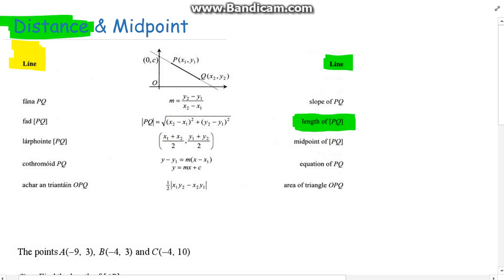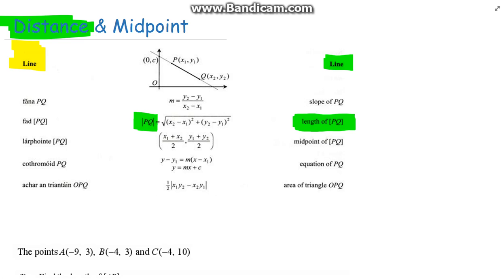Or the other way they could ask you, which is really important, is just the line, PQ line. So if they said they want to find the distance between A and B, they put your A and B and they put a line either side, and you have to be able to identify that that means distance or length.